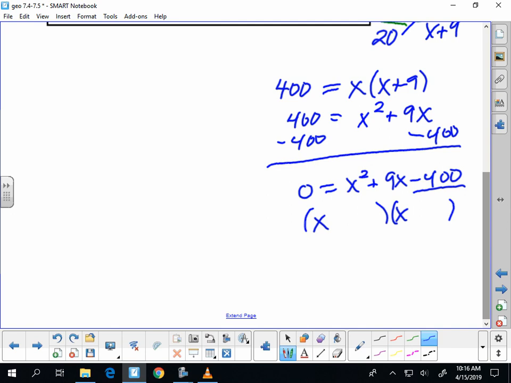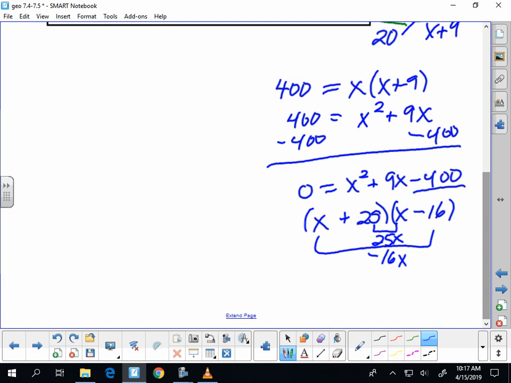16 and 25, are they 9 apart? Do they multiply together to give you 400? Then they work. Which one do I want to have the negative sign in it, the 25 or the 16? The 16, why? Yeah, when I do this, that's a negative 16x, and this would be positive 25x, and I want to end up with positive 9 in the middle, right?